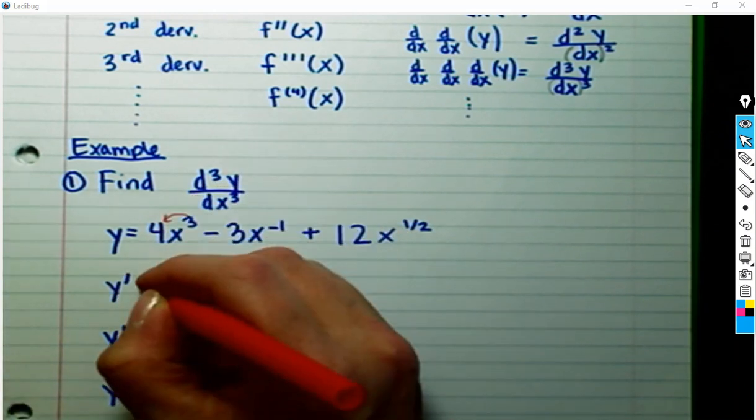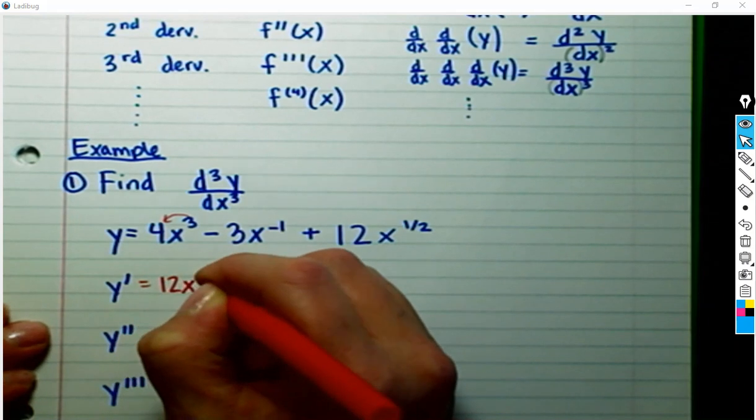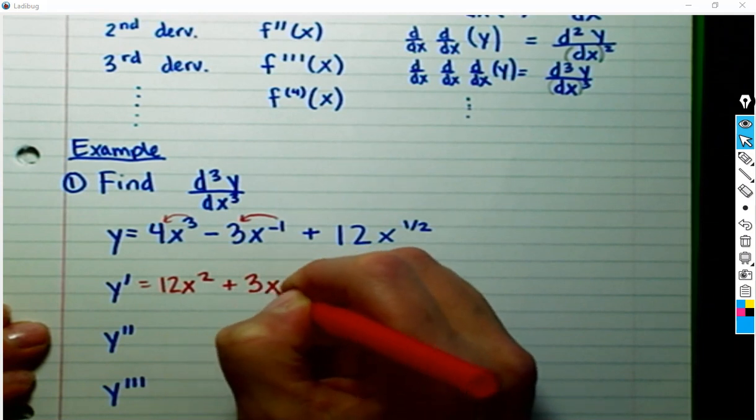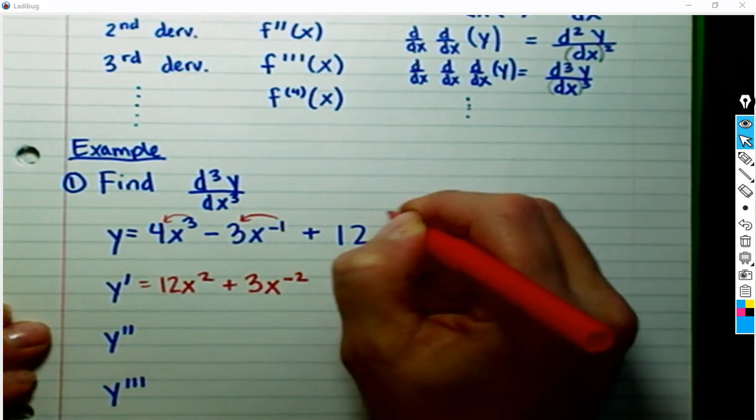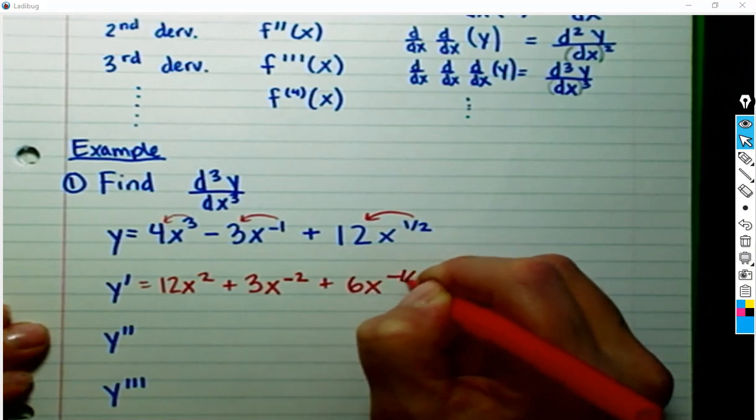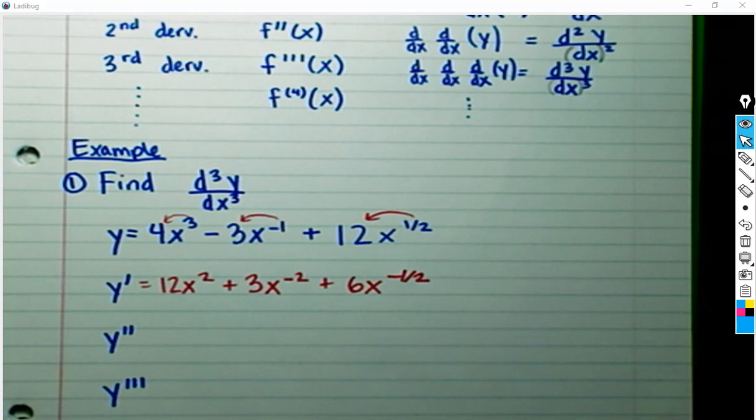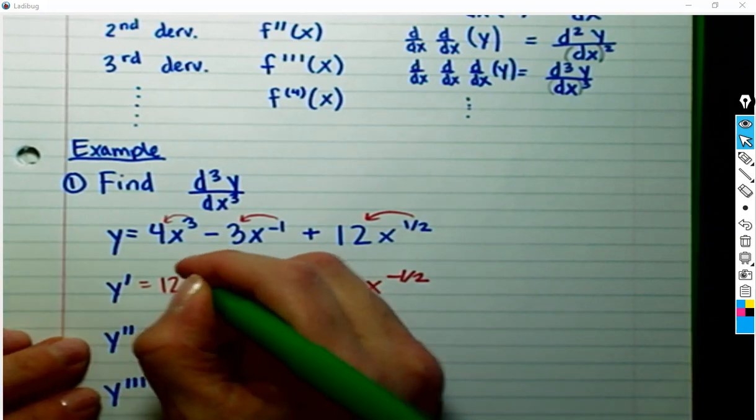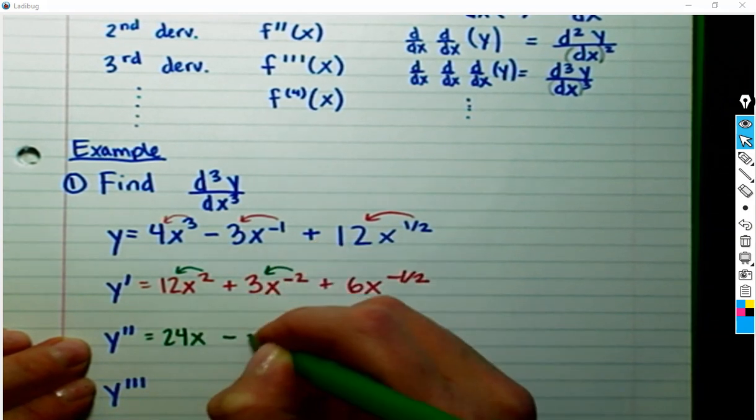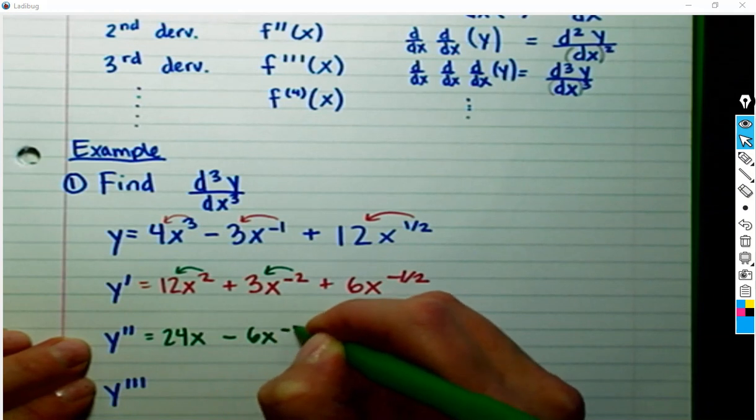Okay, so here we go. The first time I'm going to get 12x squared plus 3x to the negative 2, plus 6x to the minus 1/2. Okay, that's the first derivative. Then you just do it again. 24x minus 6x to the negative 3.